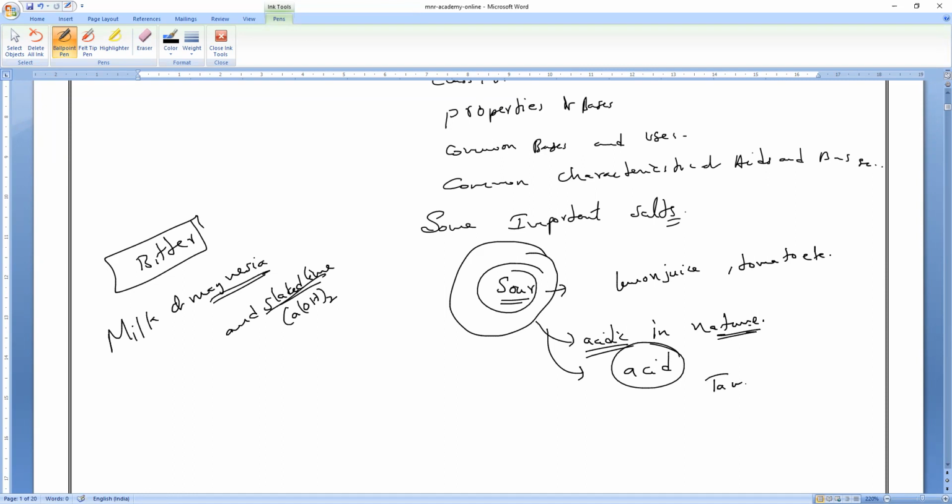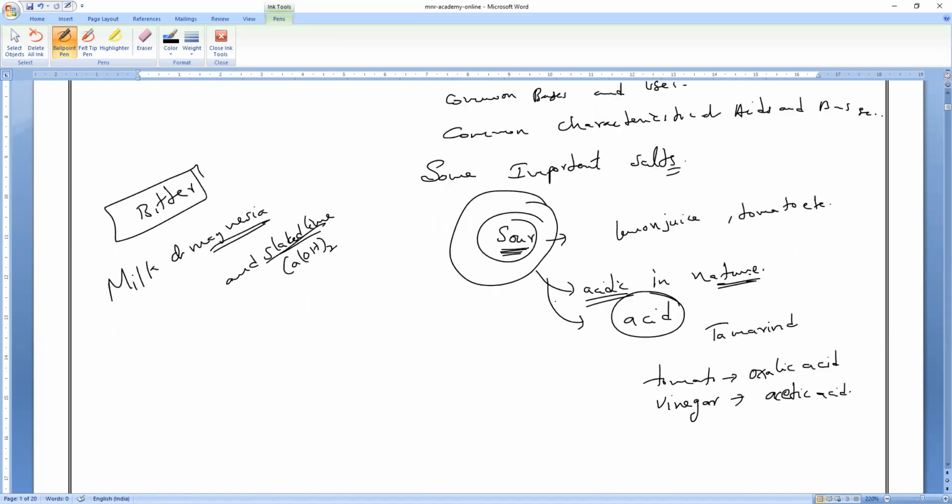Now, if you take, for example, tomato or vinegar or tamarind, these all are examples of acidic nature. If you see, these all contain some kind of acid. For example, if you take tomato, you might have studied in lower classes also. So tomato contains what acid? All of you, oxalic acid. Vinegar, of course, we can use for cleaning the toilet as well as in the kitchen, we use different varieties of vinegar. So vinegar contains acetic acid. Clear, everybody? So that is why, what is the taste of vinegar? Everybody, sour in taste. Clear?